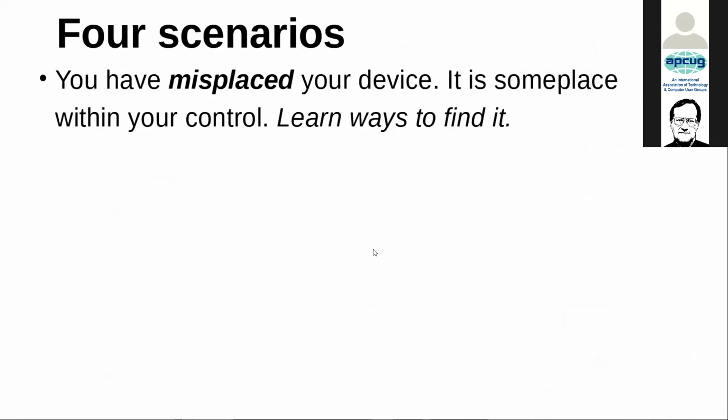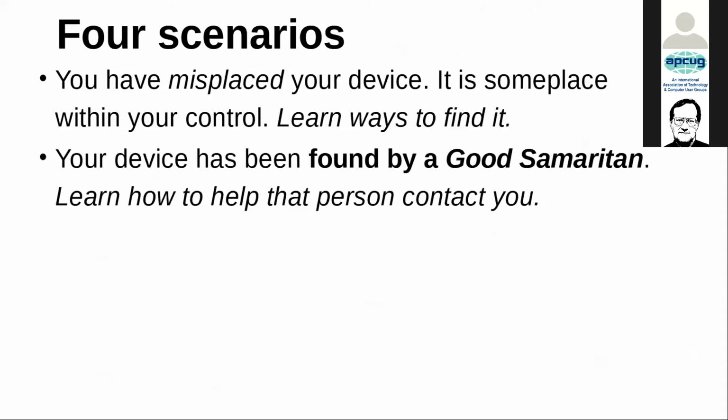We're going to talk about 4 scenarios. Our host, John Kennedy, alluded to these. The first one we'll talk about is you have misplaced your device. It's someplace within your control, maybe in your home, maybe in your car. So we're going to learn ways to find it. Second scenario, your device has been found by a good Samaritan. And we're going to show you some ways to help that person contact you.